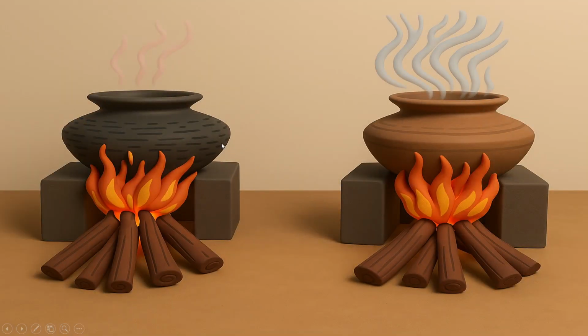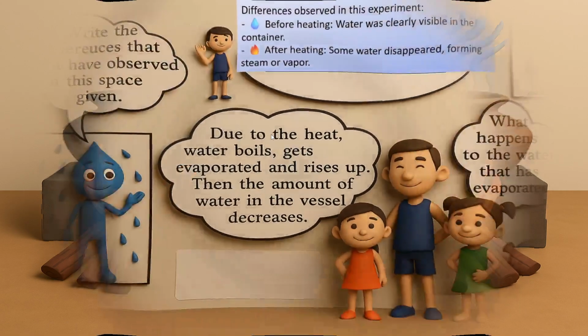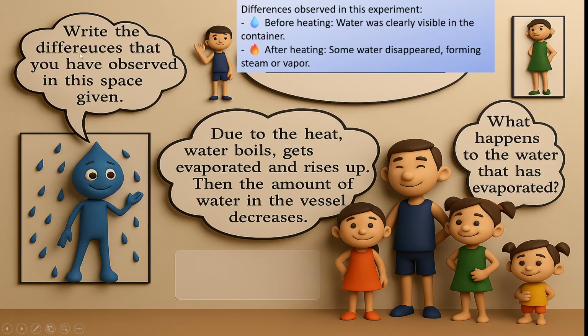See, here the water is boiling and the water is evaporating here. Write the differences that you have observed in this space given. Differences observed in this experiment. Before heating, water was clearly visible in the container. After heating, some water disappeared, forming a steam or the vapor. Due to the heat, water boils, gets evaporated and rises up, then amount of the water in the vessel decreases.